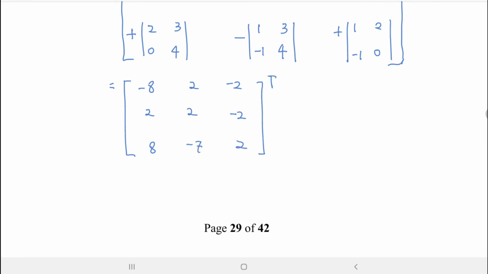Transpose. So the transpose of this matrix is negative 8, 2, 8, 2, 2, negative 7, and negative 2, negative 2. Understand?